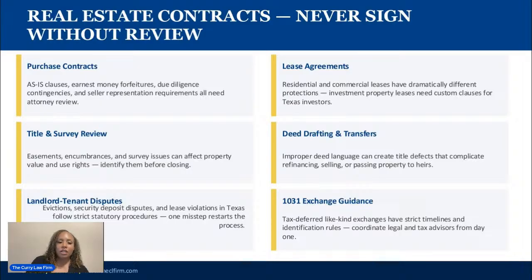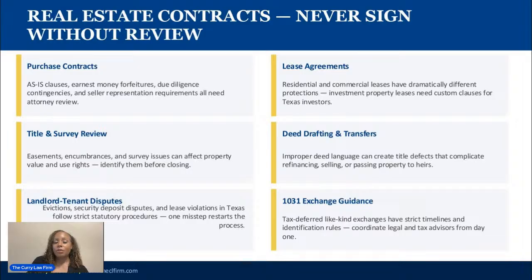So purchase contracts: as-is clauses, earnest money forfeitures, due diligence contingencies, and seller representation requirements all need attorney review. Those would be the main areas we'll be looking for, to let you know what this specific agreement says about each of these topics. So what does it say about earnest money forfeiture? If you decided to pull out of the purchase agreement, what happens to your earnest money?